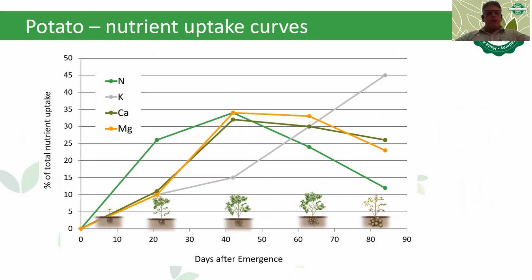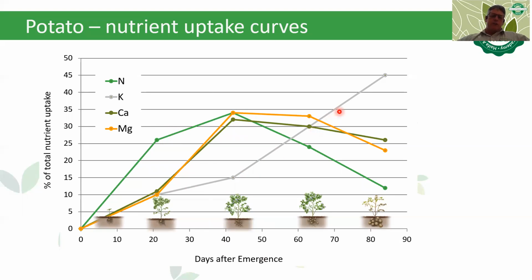If we look at the potato nutrient uptake curves, you can see this is a standard curve. There's lots of work being done. This is just one of them, and I'm going to show you a few examples. Basically, you can see in the first 20 days after emergence, 25% of your nitrogen has already been taken up, whereas only 10% of your other elements, calcium, potassium, magnesium. And then you can see by 40 days after emergence, everything reaches a peak. You're sitting at between 30 and 35% uptake of all the nutrients except potassium, which is still around 15%.